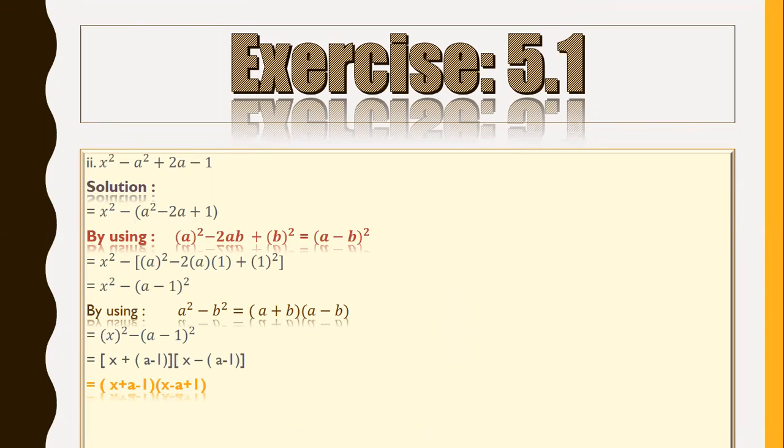Now we apply the formula a plus b into a minus b. Again x plus within the bracket we write a minus 1, and then when we start the second bracket for a minus b we use the square bracket, and within the square bracket we have x minus a minus 1. Now in the last step you will open the brackets with signs, and x plus a minus 1, and in the second bracket x minus a plus 1.